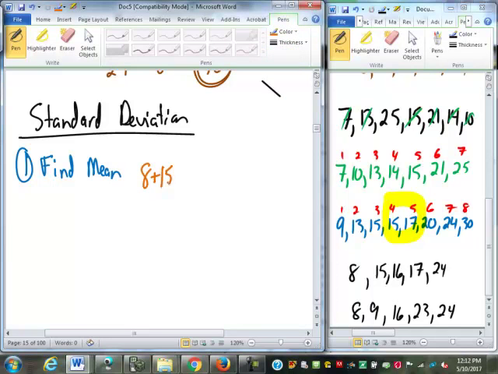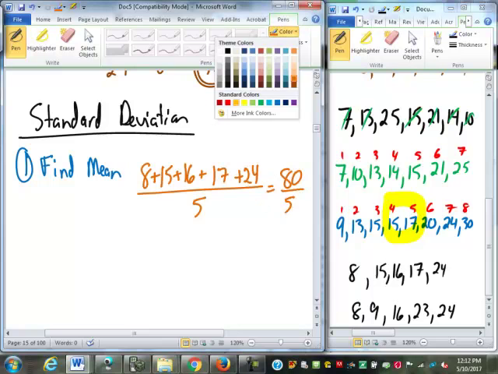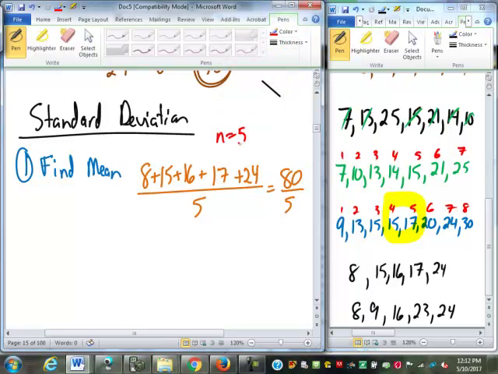So 8 plus 15 is 23, plus 16 is 39, plus 17 is 56, plus 24 is 80, divided by 5. N equals 5 here because there are 5 numbers in the list. So that gives me a mean of 80 divided by 5 is 16.